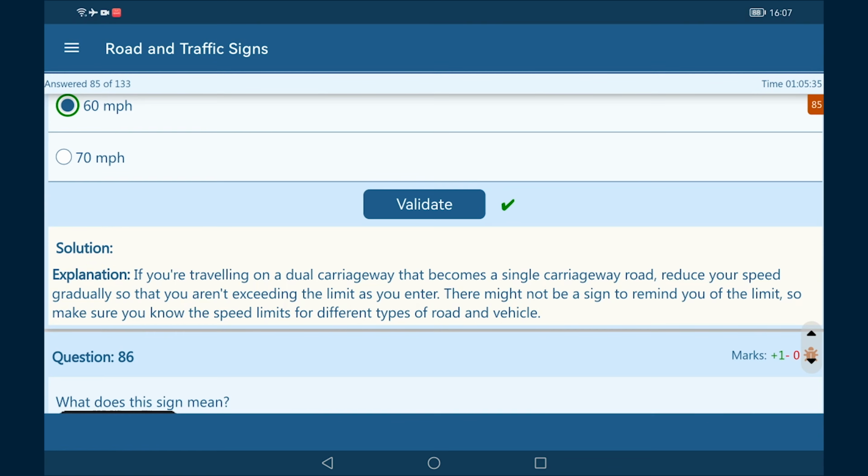Explanation. If you're traveling on a dual carriageway that becomes a single carriageway road, reduce your speed gradually so that you aren't exceeding the limit as you enter. There might not be a sign to remind you of the limit, so make sure you know the speed limits for different types of road and vehicle.